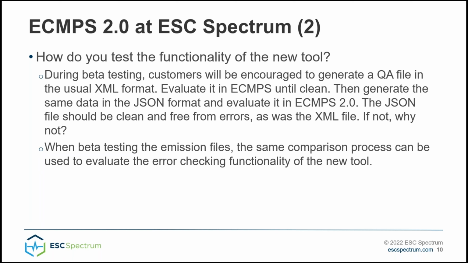So you can do this side-by-side comparison between the file created in the XML format and evaluated in ECMPS and the corresponding JSON file as evaluated by ECMPS 2.0. And when it comes to the beta testing for the emission records, I would expect this comparison process, the side-by-side comparison as I just described, would be a good way to evaluate that the functionality of the old tool has been transferred over and maintained properly in the new tool.